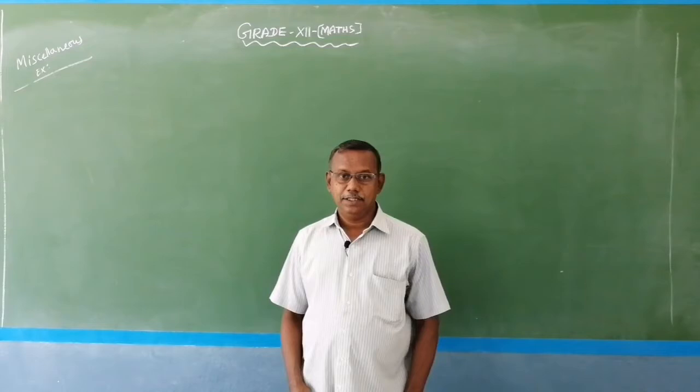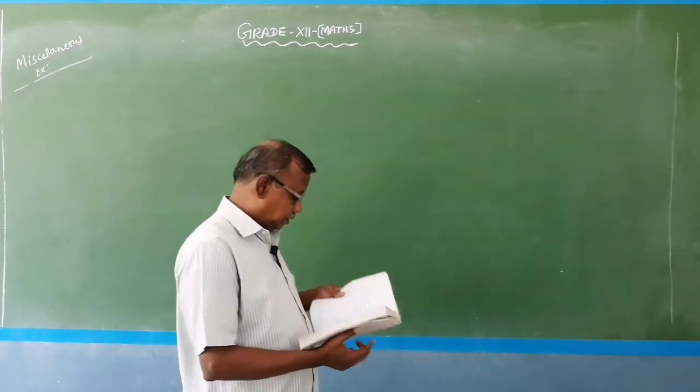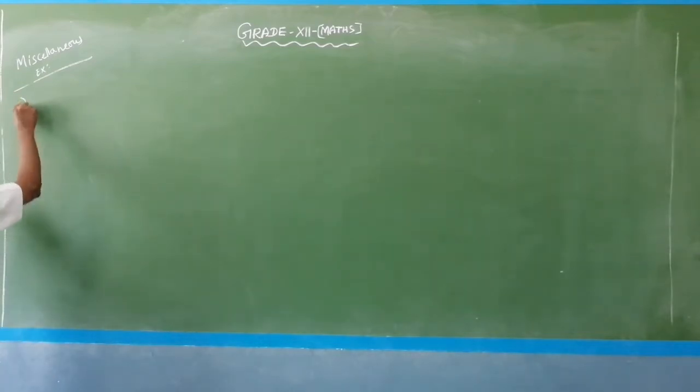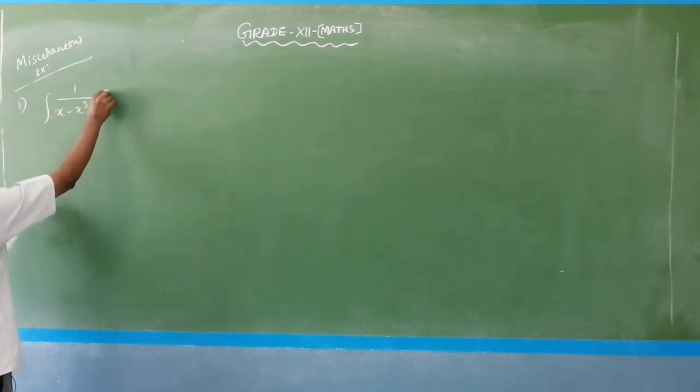Good morning, students. Next, the problems given in the miscellaneous exercise on chapter 7. Now, the first problem is integral 1 by x minus x cube into dx.